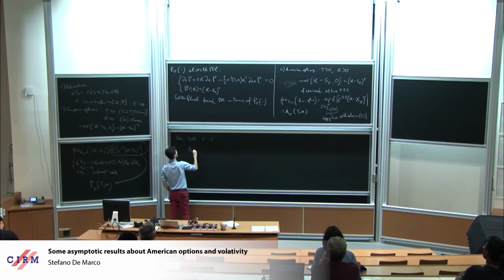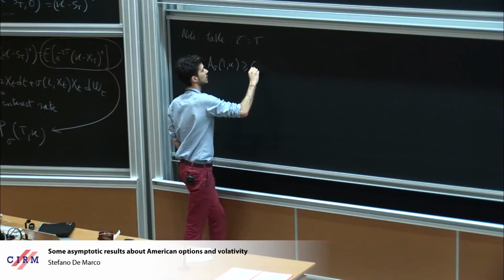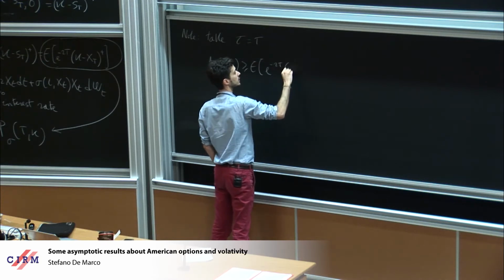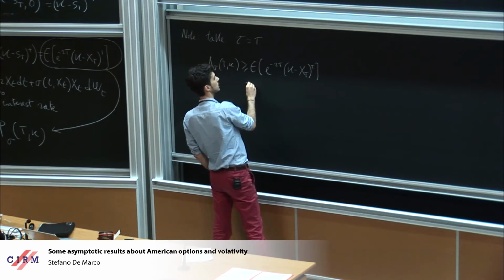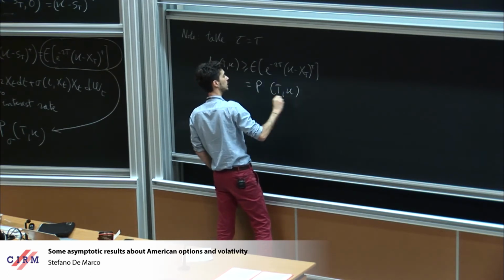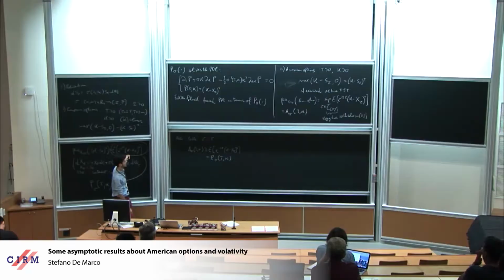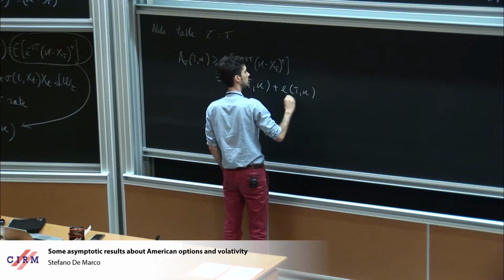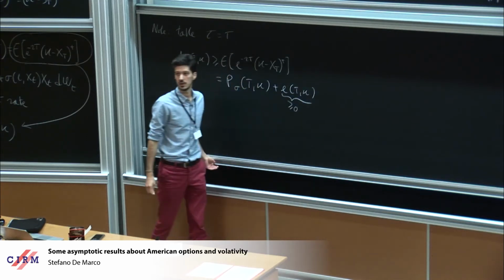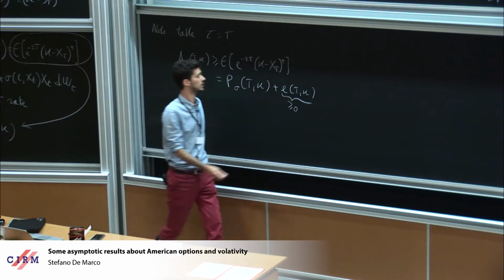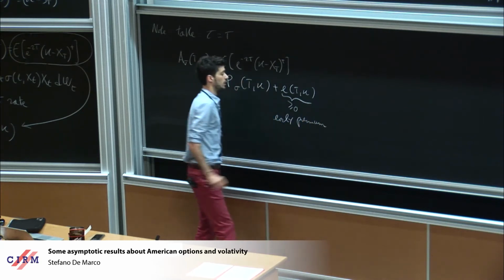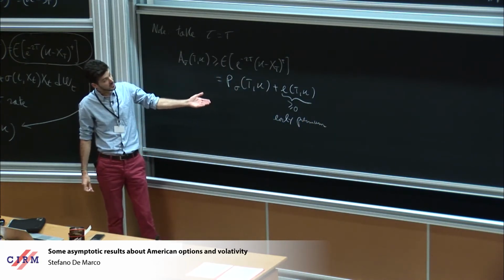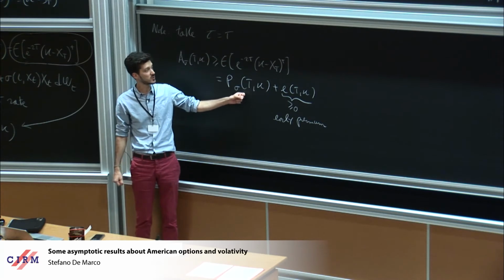What we get is that A sigma tk is larger than this expectation computed at t. So this will be larger than what I call P, just this expectation, the price of the European option, plus a certain amount that will be positive. And this amount is what we call the early premium in mathematical finance. Early premium because it's what you have to pay in addition to the previous price of the European option.